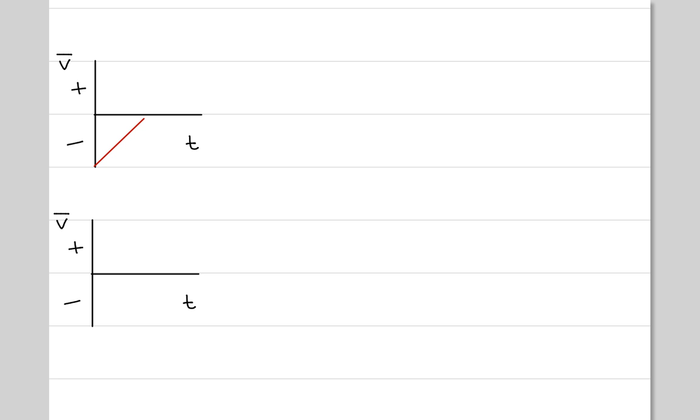Let me write those words down. Positive slope, acceleration positive, and this might confuse you at first. Left velocity, because it's negative.